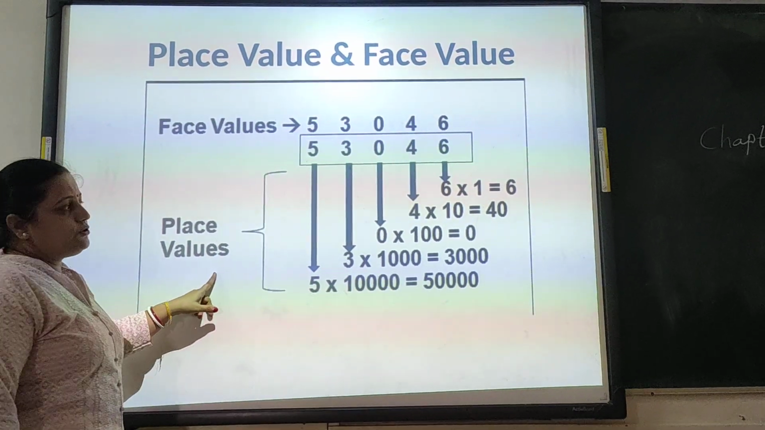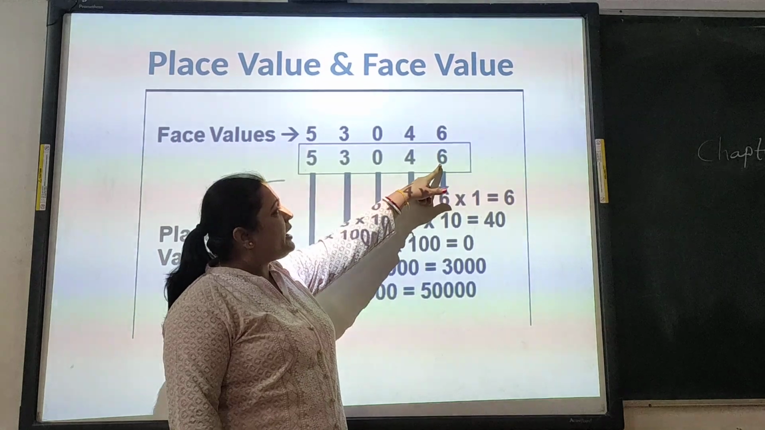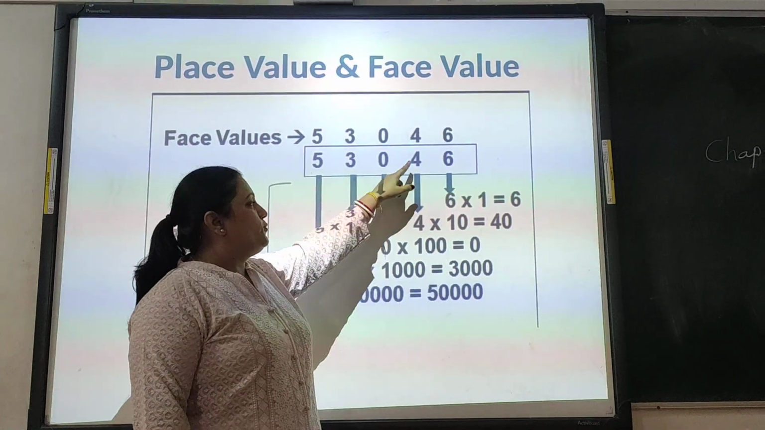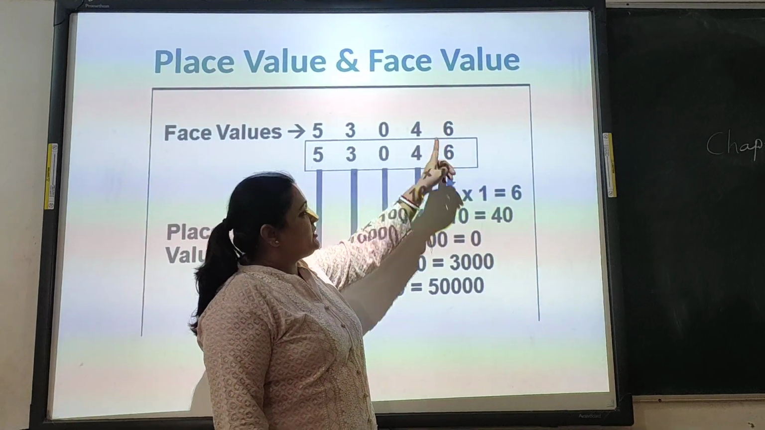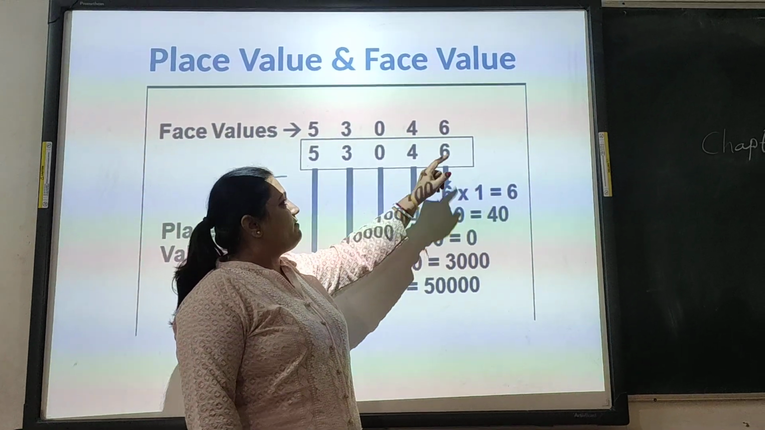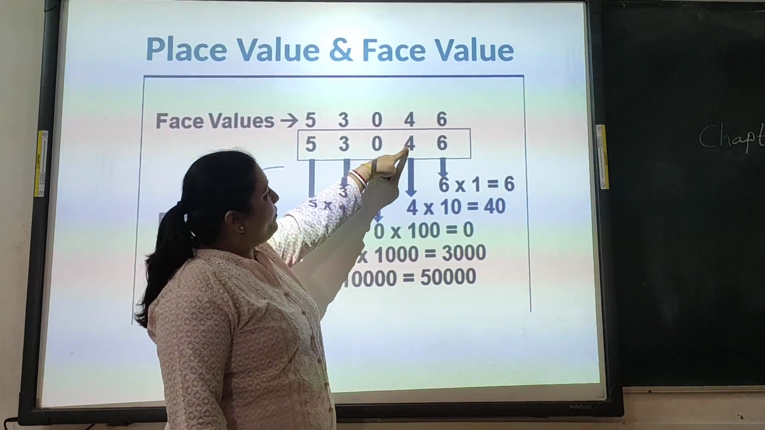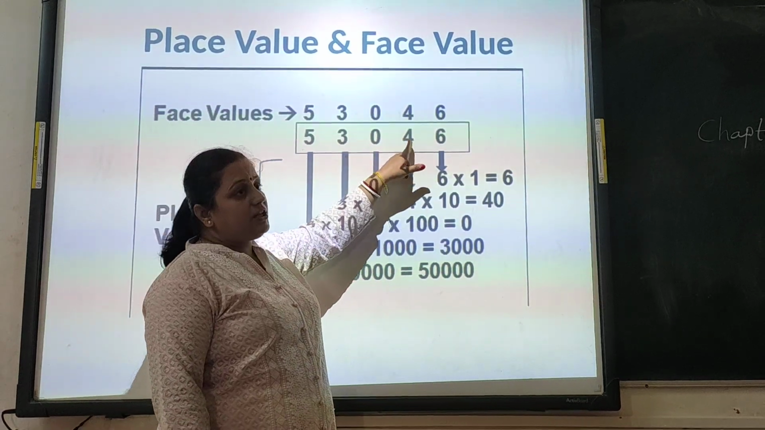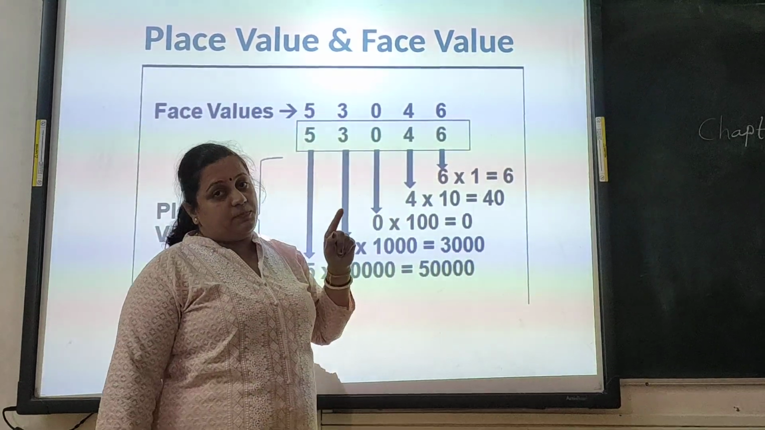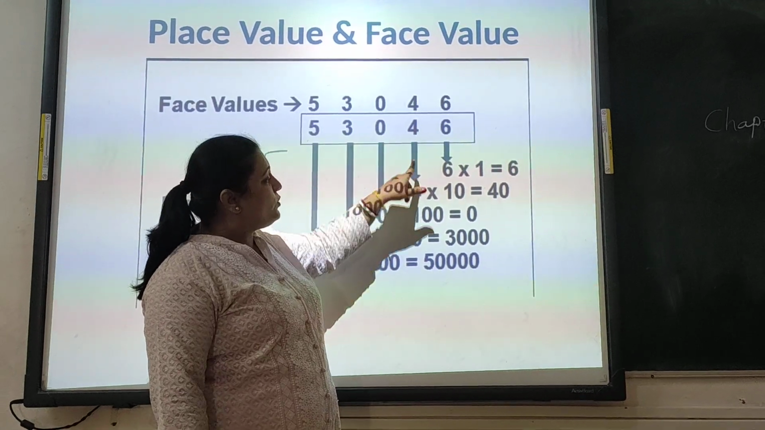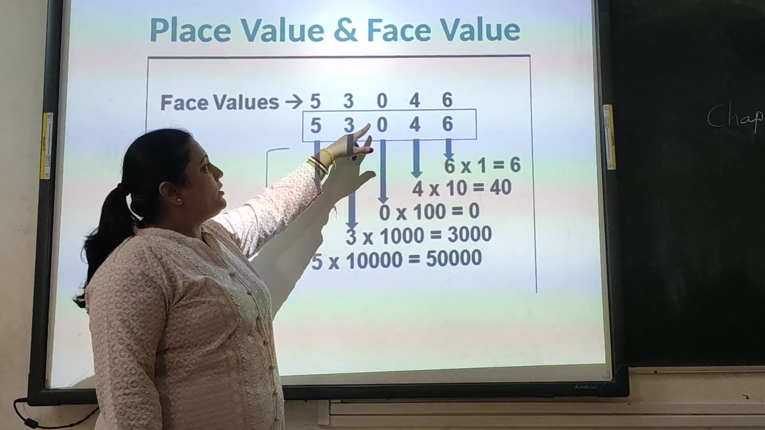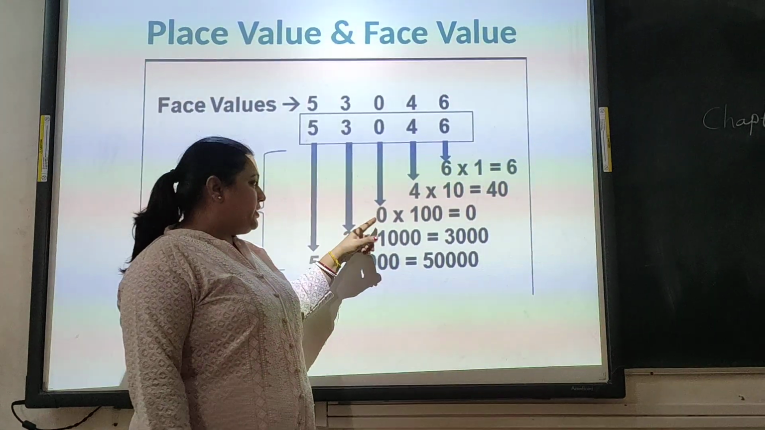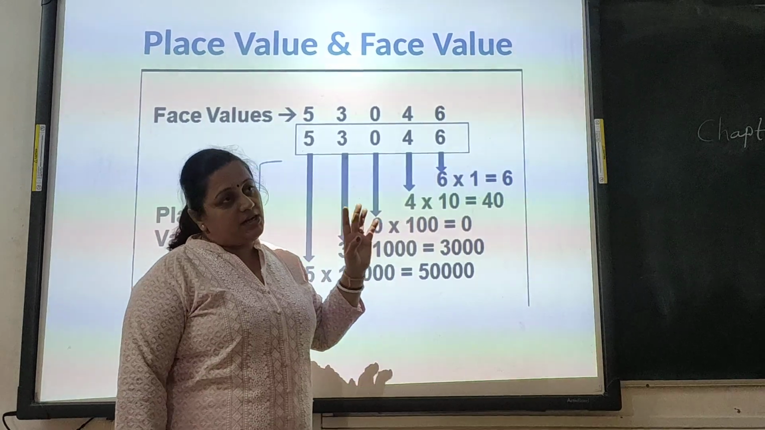Now what about place value? Already I told you that we have to multiply the digit with its place. Then we will get the place value. So here the face value of 6 is 6 and the place value is 6 because it is on the ones place. Now look at 4. The face value of 4 is 4 only, but its place value is different because it is on another place. It is not on the ones place, it is on the tens place. So 4 into 10 is equal to 40. Now 0: the face value and place value of 0 are the same because any number we multiply with 0, we get the answer 0 only.